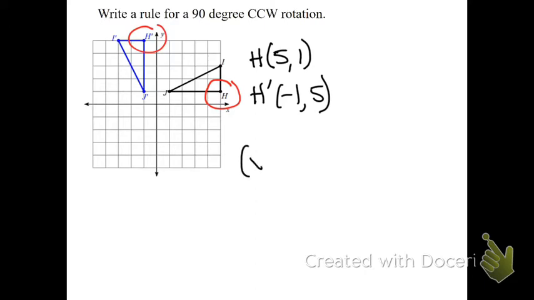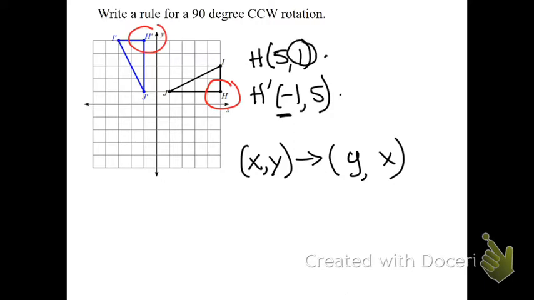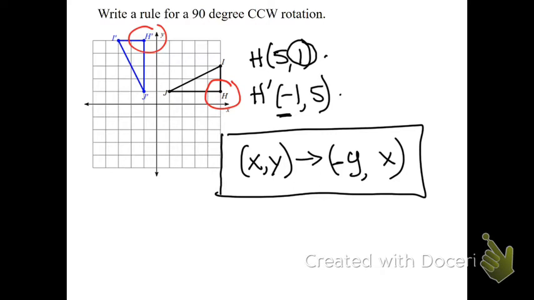The original (x, y) maps to, well, what happened from here to here? The x's and the y's flipped, so now it's going to be (y, x). And then one of them also changed signs. So this original y turned into a -1. So this guy switched signs. Okay, so this tells you the rule for a 90-degree counterclockwise rotation.